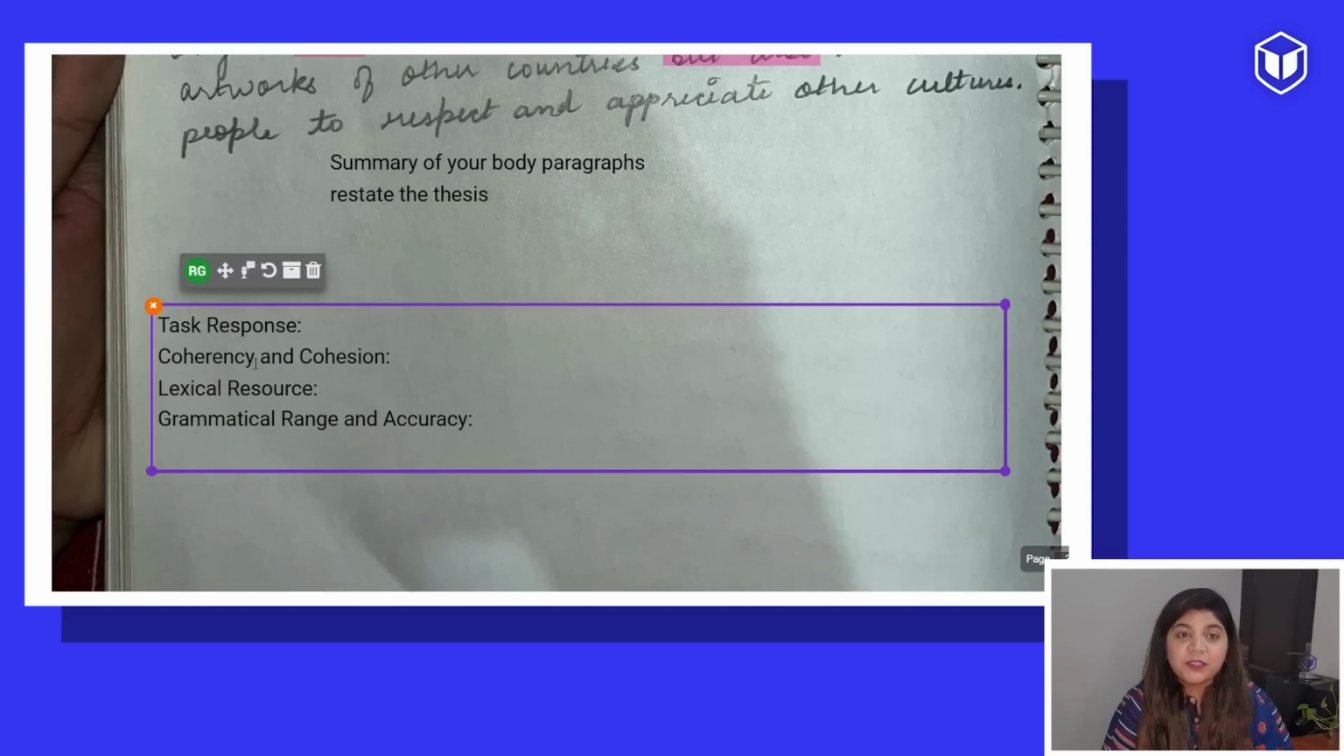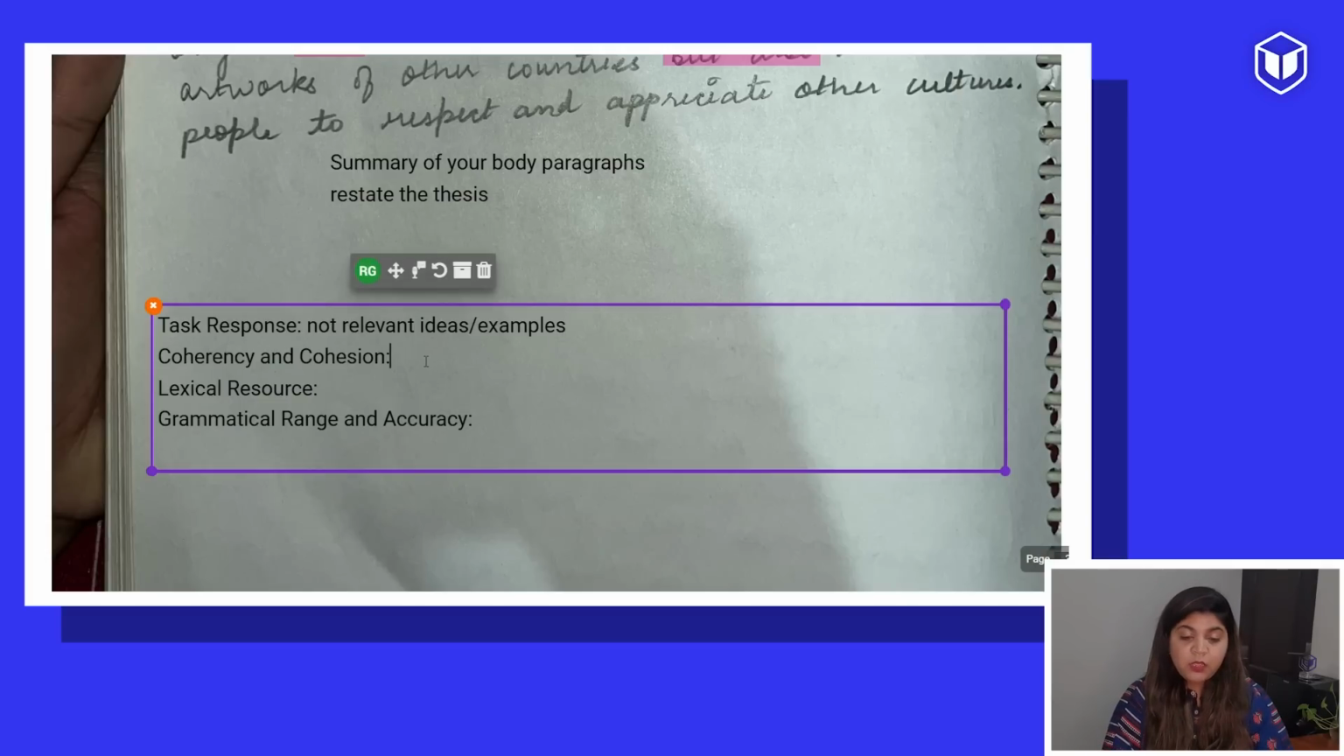Let us talk about task response. So how do you feel? Should the student get a good band in task response or not? A good band? No. Ideas? No. Not relevant ideas or examples. The student will lose band here. Coherency and cohesion. The student tried to add linkers, and in many places he used the linkers correctly as well. But at a few places there could be a better choice of linker also. So that is why the student might get 6.5 or 6 in coherency and cohesion, not more than that.